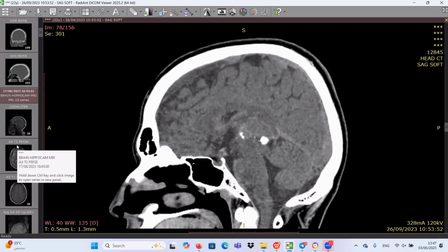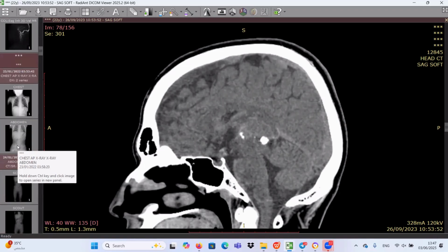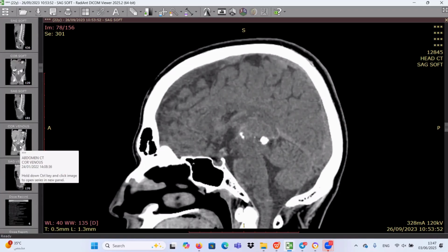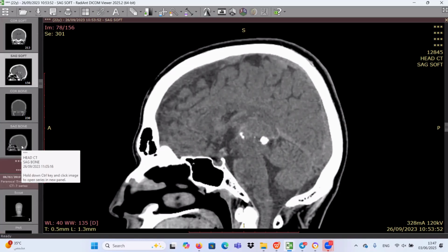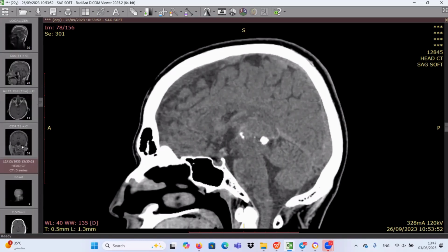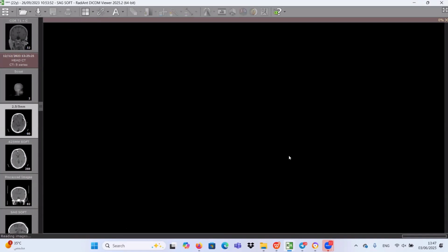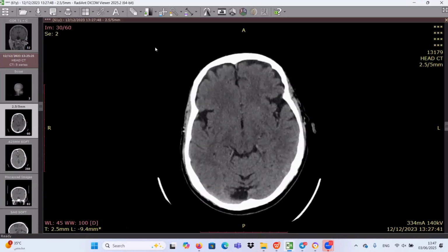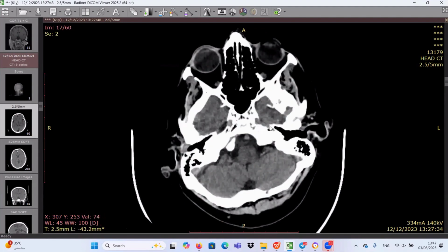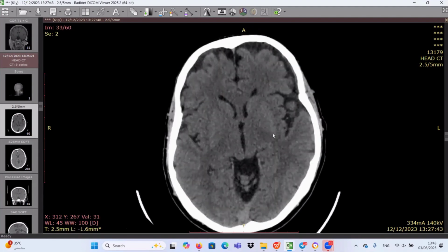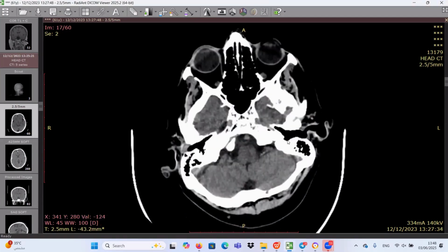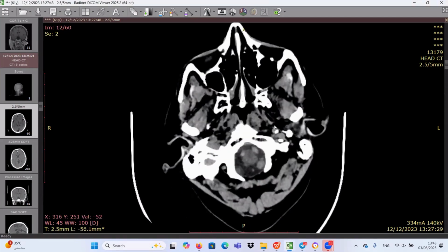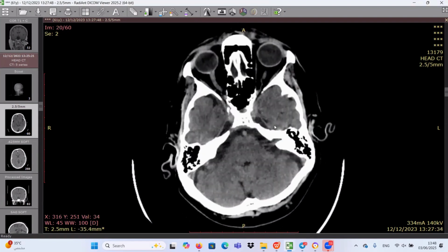Let's see this very nice case. Okay, can I request control? If you want, sir, go on. I have requested remote control. Okay, these are CT head non-enhanced axial sections, brain window.